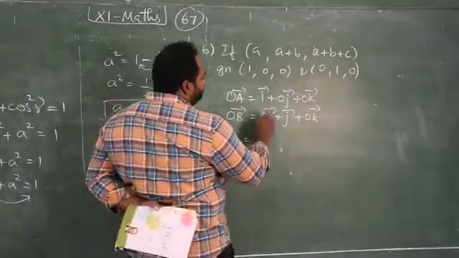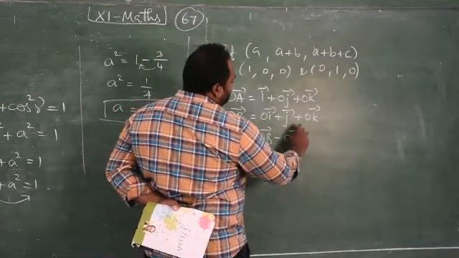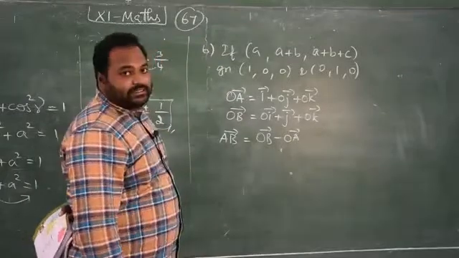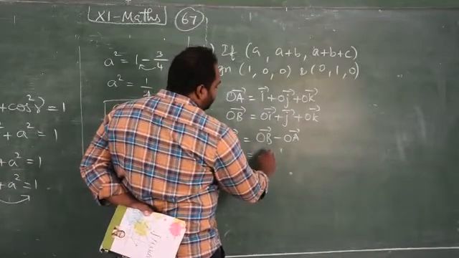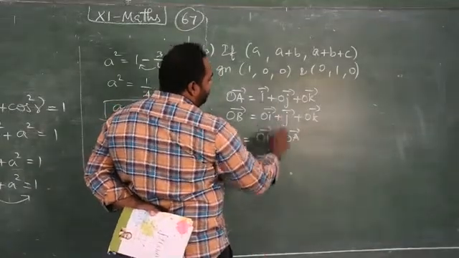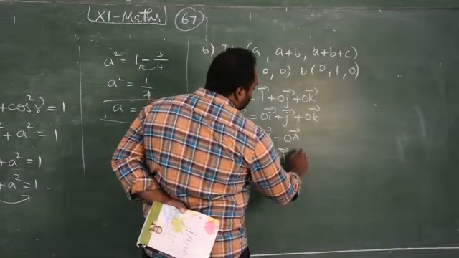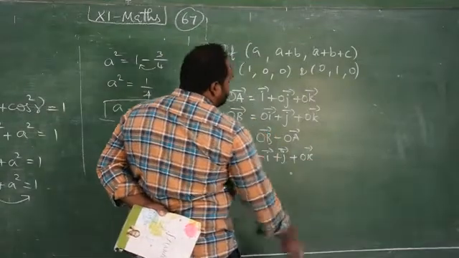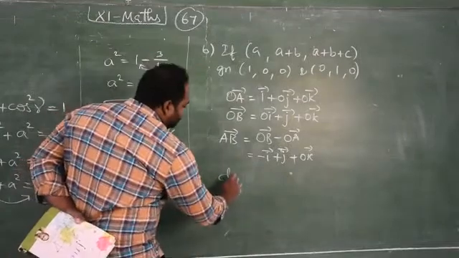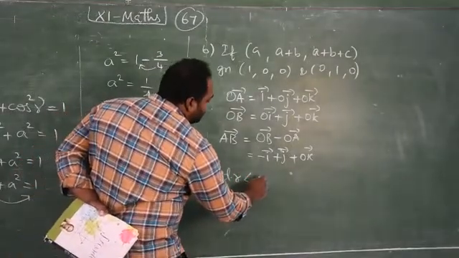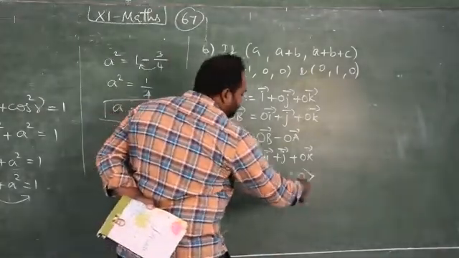AB is OB minus OA. So 0 minus 1 is minus I. Here 1 minus 0 is plus J. 0 minus 0 is 0, plus 0K. So this is the value of AB. Here the direction ratio is minus 1, 1, 0.